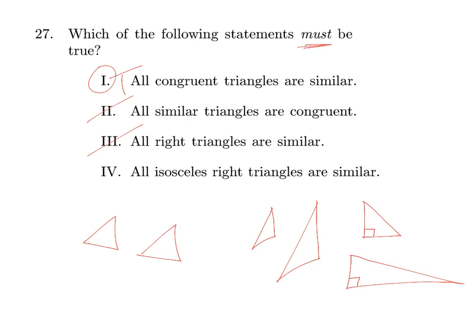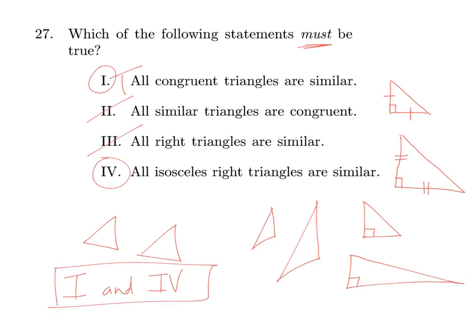All isosceles right triangles are similar. Isosceles right triangles. They are similar. Yeah, they're going to have the same structure. One is just a blown up version of the other. So 1 and 4. Those options must be true. All right, on to the next example.